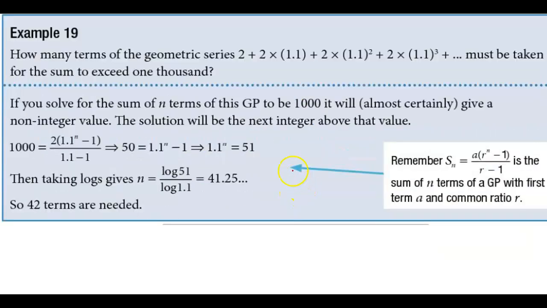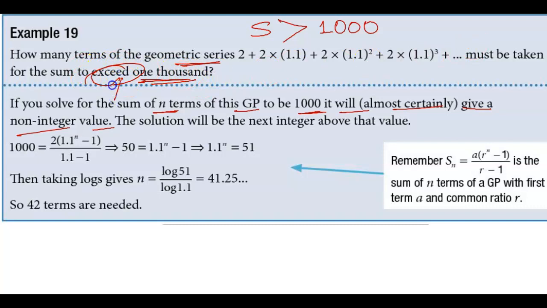Let's move ahead. How many terms of the geometric series 2 into 1.1, 2 into 1.1 square, 2 into 1.1 cube must be taken so that the sum exceeds 1000, right? The sum must exceed 1000. Okay. So you know, if you solve the sum of n terms of GP to be 1000, it will almost certainly give a non-integer value. The solution will be the next integer above that value, right? They have said that the sum must exceed 1000. So how are we going to solve, children?